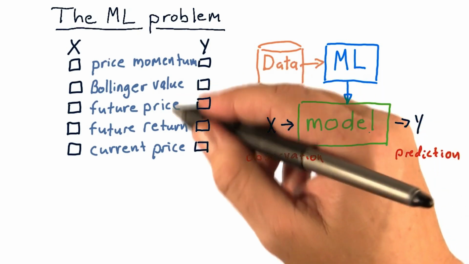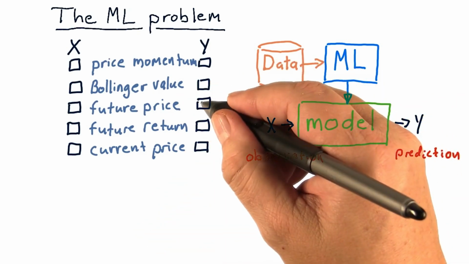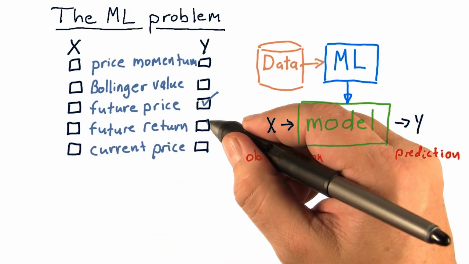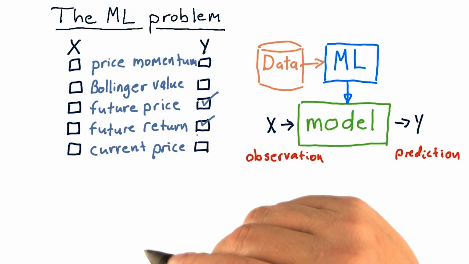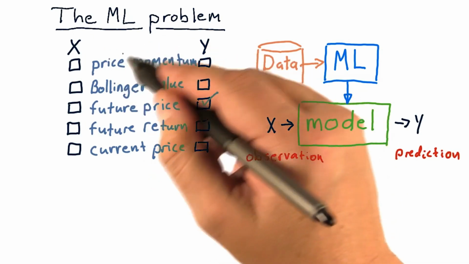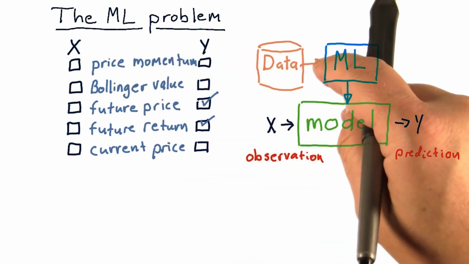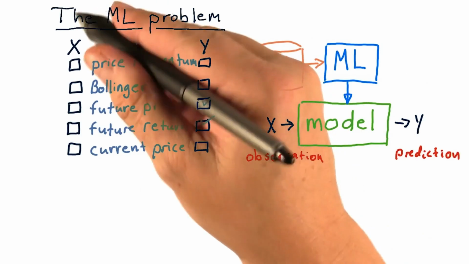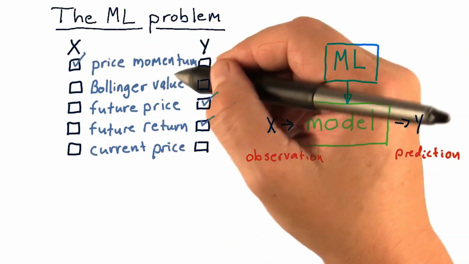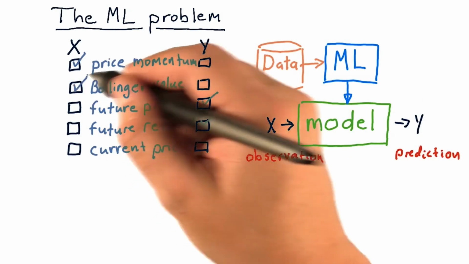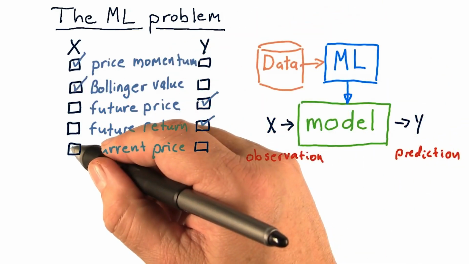So the two things that make sense here as Y's are future price, because we're trying to predict it, or future return, which is very similar. All these others are factors that we might use to predict these two. So price momentum is a predictive factor, Bollinger Band value is a predictive factor, and current price might be as well.